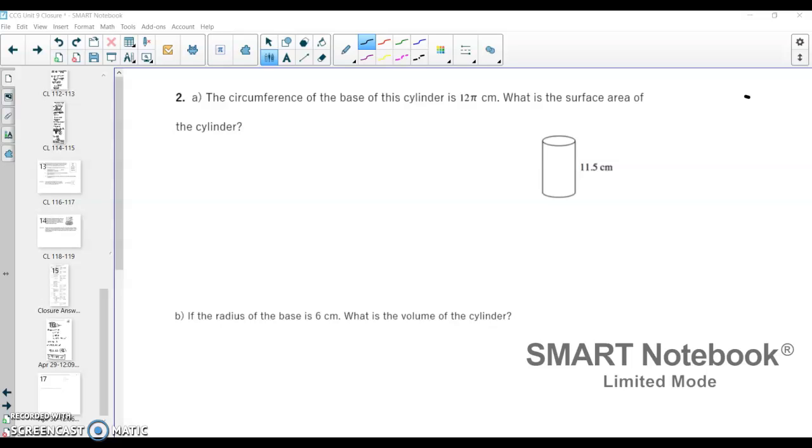Alright, here is my help video for problem number 2 in the review. In part A, they want us to find the surface area of that cylinder. In part B, they want us to find the volume of that cylinder. We'll start with part A.